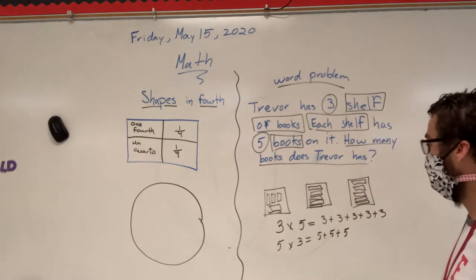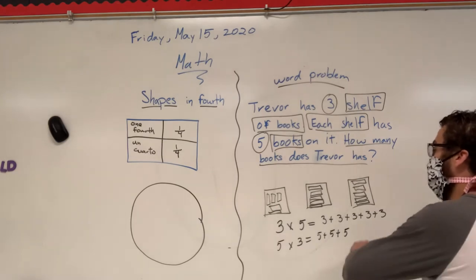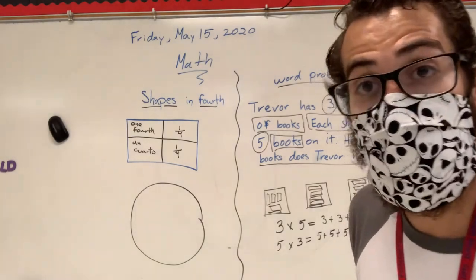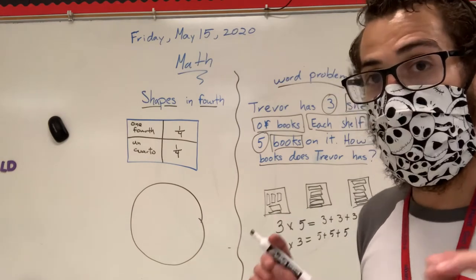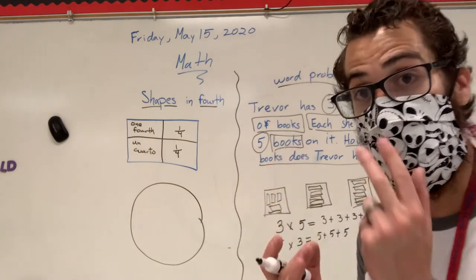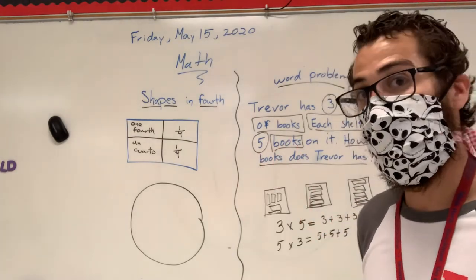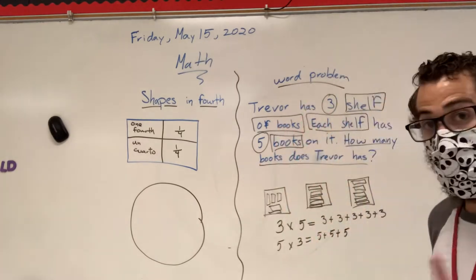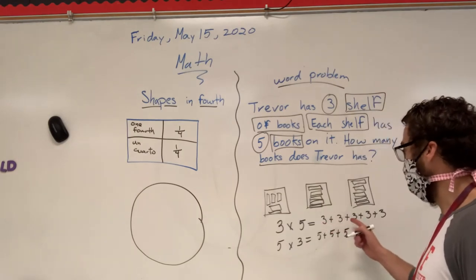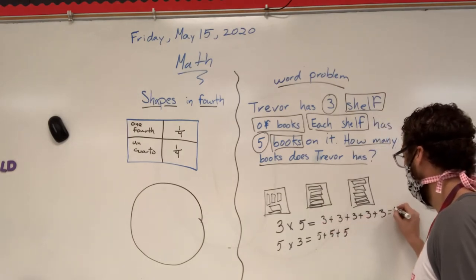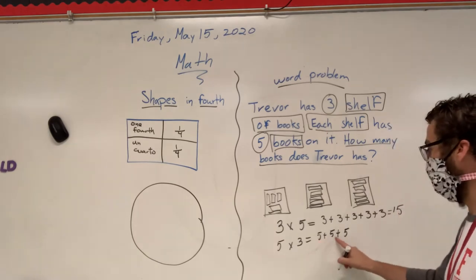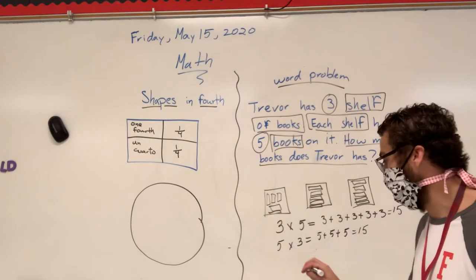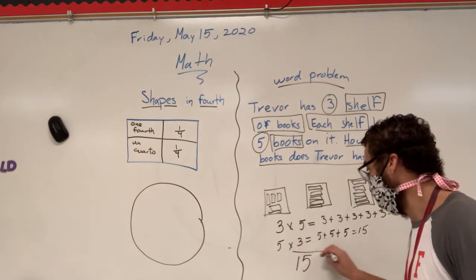Okay? So this means that we need to add all of this. If you remember this, this is repeated addition. I hope you guys remember that. Repeated addition. Sumas repetidas del mismo número. Estamos sumando 3, 5 veces. 3 por 5. O 5, 3 veces. 5 por 3. And if you find the answer, we have 3, 6, 9, 12, 15. Then we have 5, 10, 15. So the answer is, how many books does Trevor have? Trevor has 15 books.